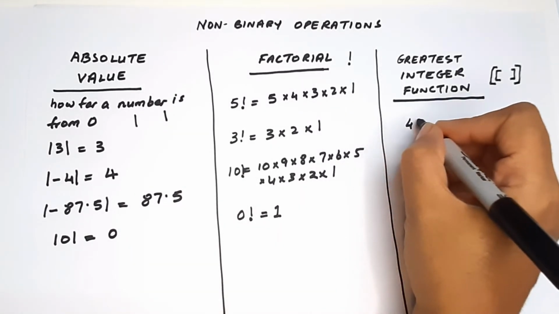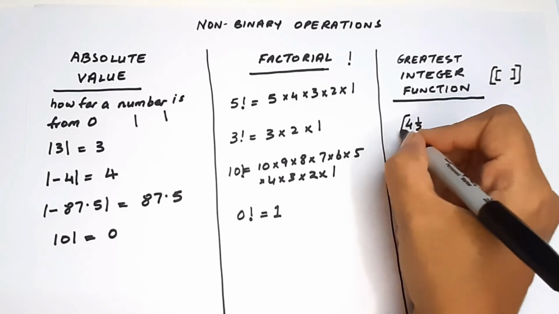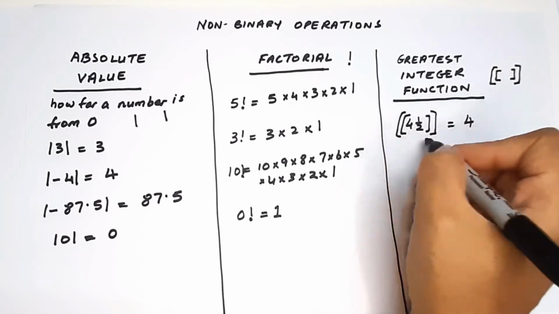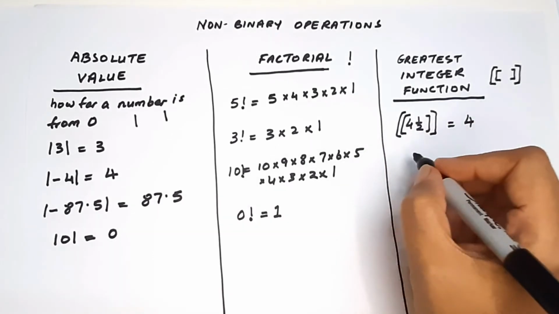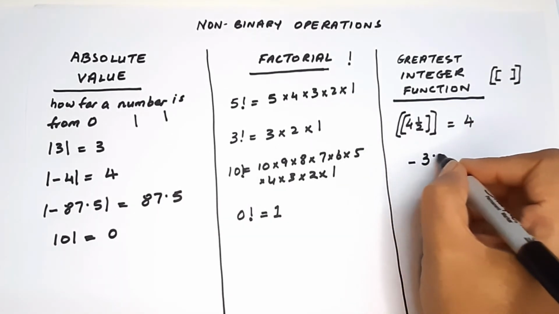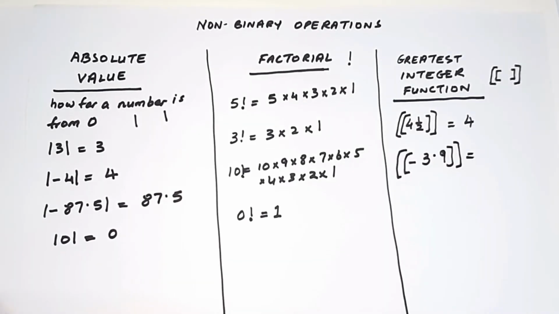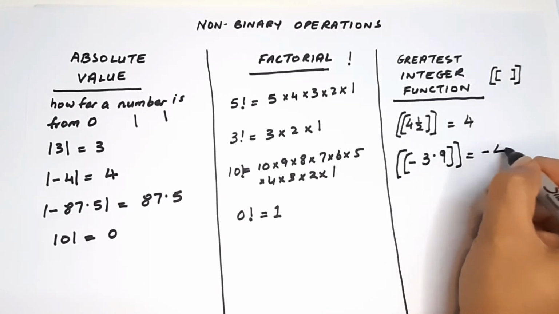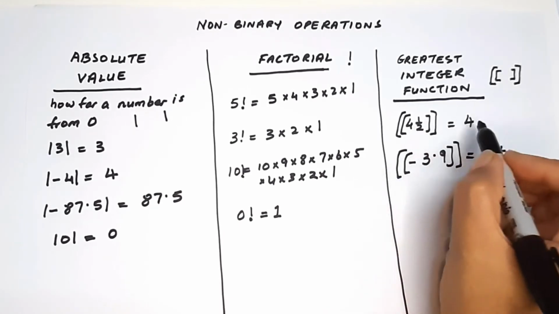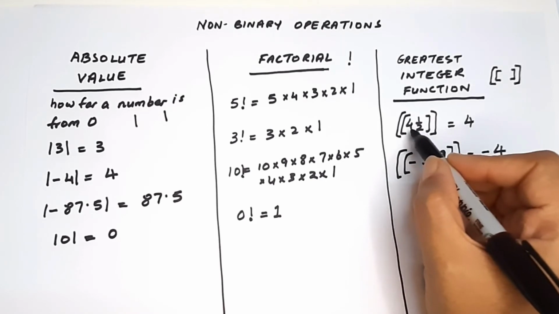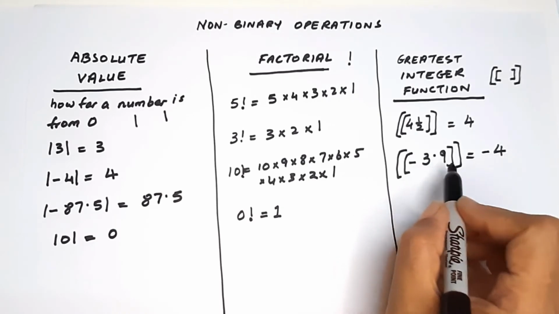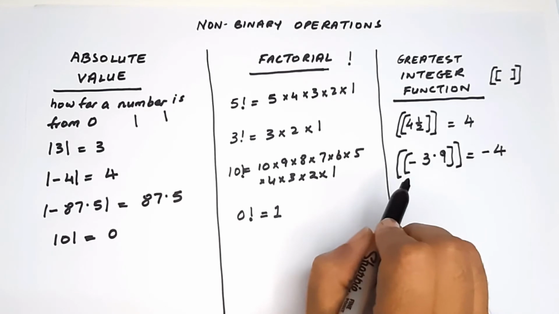Let's say 4.5. Greatest integer of 4.5 is actually equal to 4. We remove the fraction value. Let's see another example. -3.9. Now over here, we go to the value which is smaller than -3.9, which would be -4, only for negative numbers. We can't take -3 here because that will actually be larger than -3.9, which is not possible. We have to go to a number smaller than -3.9.